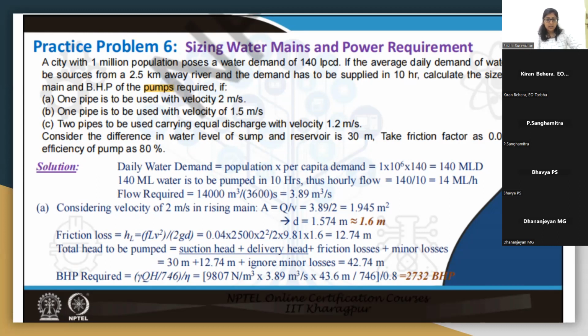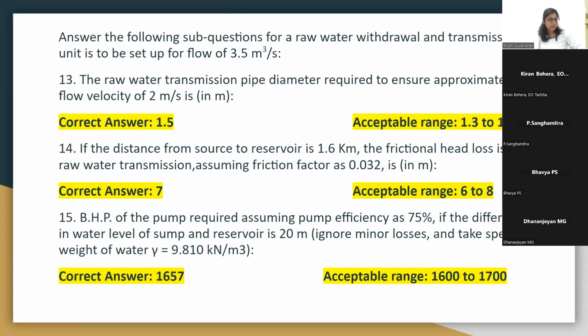Does anyone have any doubt regarding these portions, especially the numericals?